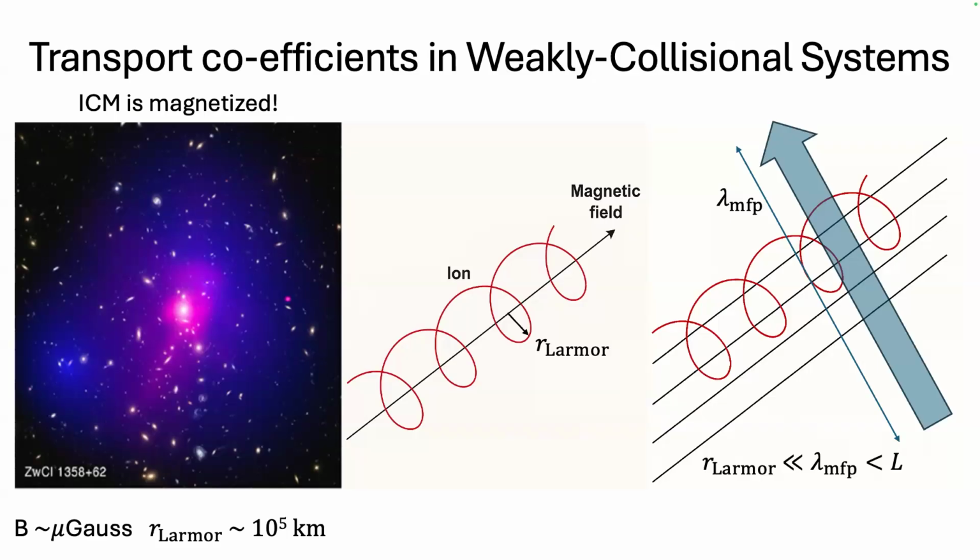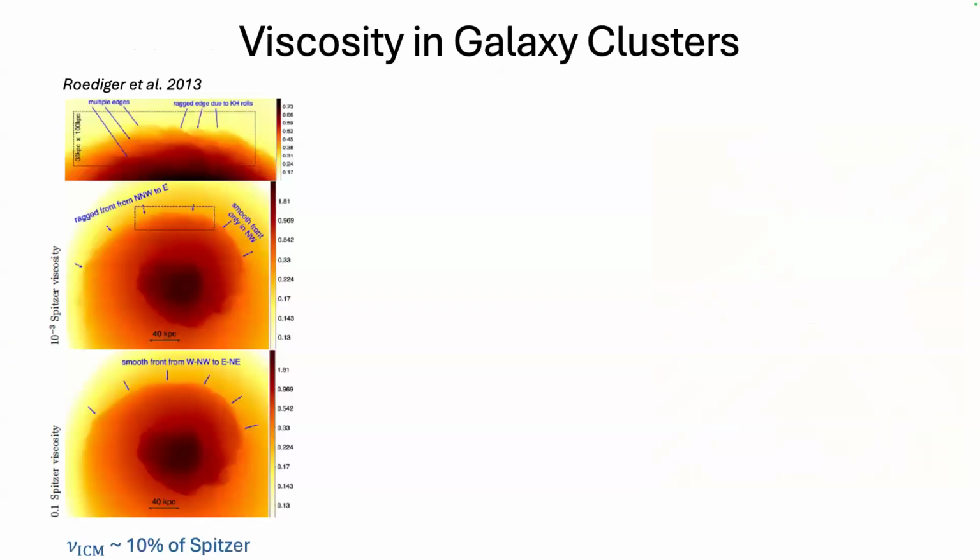So that tells us that the transport of heat, momentum, whatever, is going to be anisotropic when you look at it parallel and perpendicular to these magnetic field lines, because these atoms are so tightly bound to these magnetic fields that perpendicular transport just is extremely difficult compared to parallel transport. So this is the sort of regime we have in the ICM.